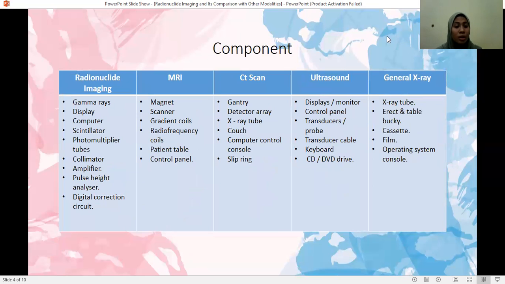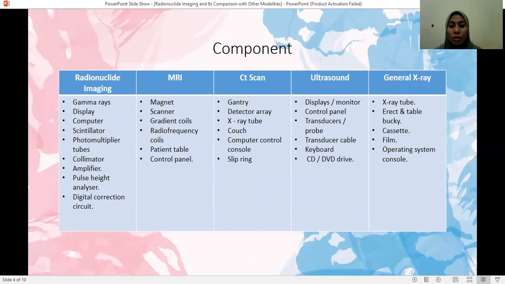For the components, radionuclide imaging uses gamma rays, display, computers, scintillators, photomultiplier tubes, collimator, amplifier, pulse height analyzer, and digital correction circuit. For MRI, basically it uses a magnet and has a scanner, gradient coil, radio frequency coils, which are RF coils, a patient table, and also the control panel.